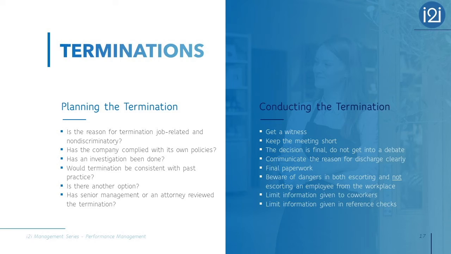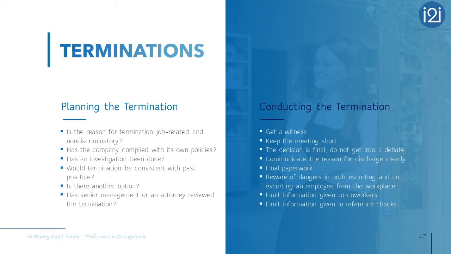As the final step in the disciplinary process, we have terminations. When planning a termination, make sure you ask yourself these questions. Is the reason for the termination job-related and non-discriminatory? Has the company complied with its own policies? Has an investigation been done? And would termination be consistent with past practice? Are there any other options to be considered? And has senior management or an attorney reviewed the termination?